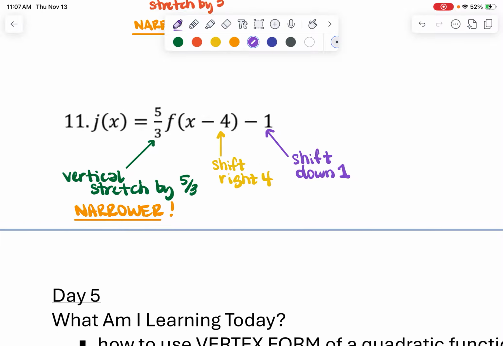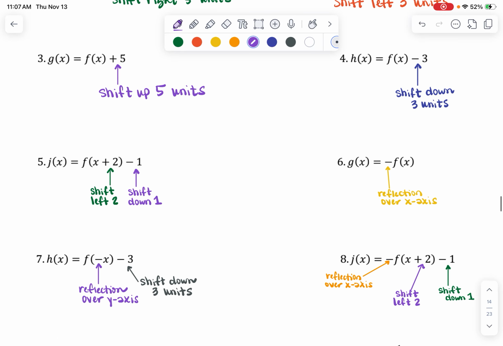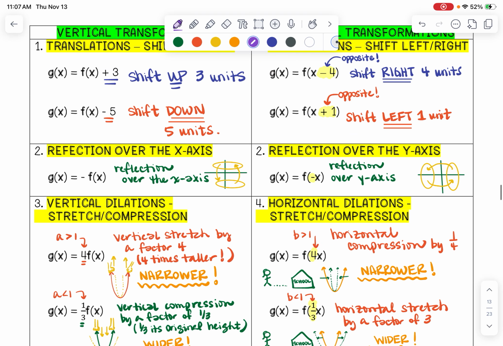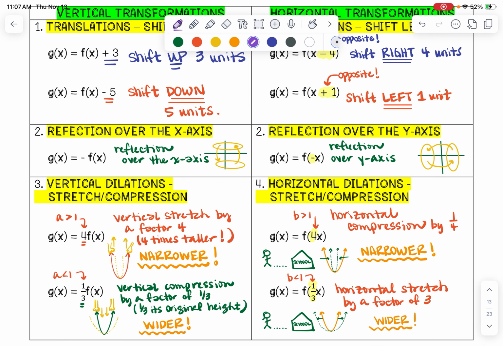So again, anytime you get stuck, right, remember this is your learning guide right here. Everything you need to know is written in this big box right here. Okay, so use it as your reference if you get stuck on any of the problems on your homework.